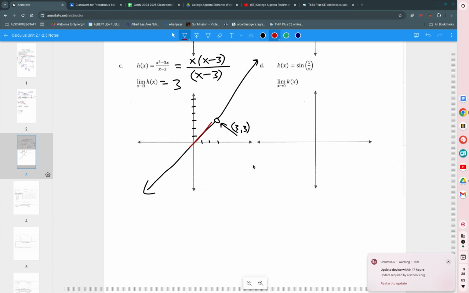As we approach this way, you can see that the y value is getting closer to 3. If you actually plug in 3, you get 0 divided by 0, which is a big problem, but we are approaching 3. And now we get my favorite one of all.